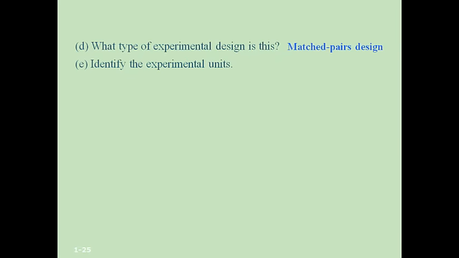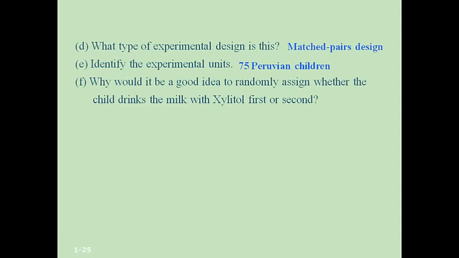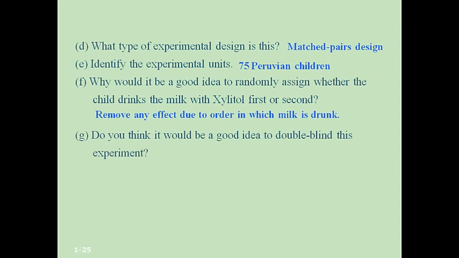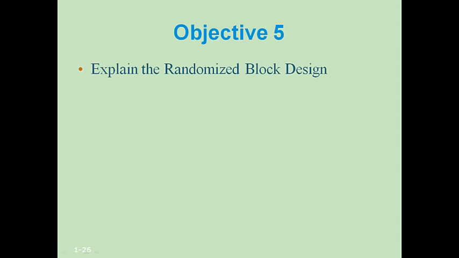So let's identify the experimental units. Those would be the 75 Peruvian children. So why would it be a good idea to randomly assign whether the child drinks the milk with xylitol first or second? Mainly because this removes any effect due to the order in which milk is drunk. Do you think it would be a good idea to double blind this experiment? Yes, certainly. That way, neither the children know nor the researcher, and can then not accidentally influence the outcome.